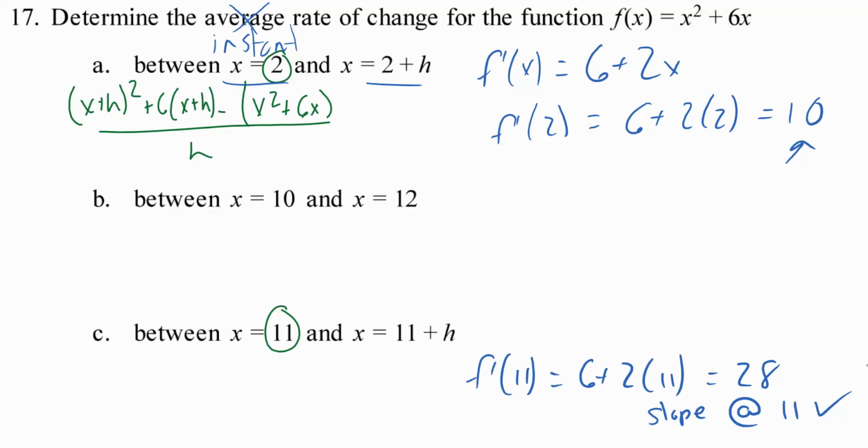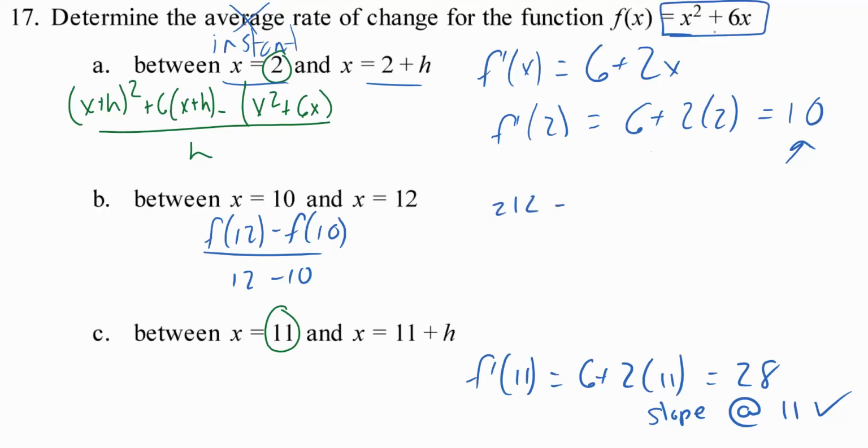And then B says find the average rate of change between 10 and 12. That's the one where we still have to be able to do f of 12 minus f of 10 over 12 minus 10. And if I just put 12 into the function, it is 212 minus, if I put 10 into the function, it's 160 over 2, which when I do that division I get 28. Great, so my average rate of change between 10 and 12 is 28, and my instant rate of change at 11 is also 28. Great.